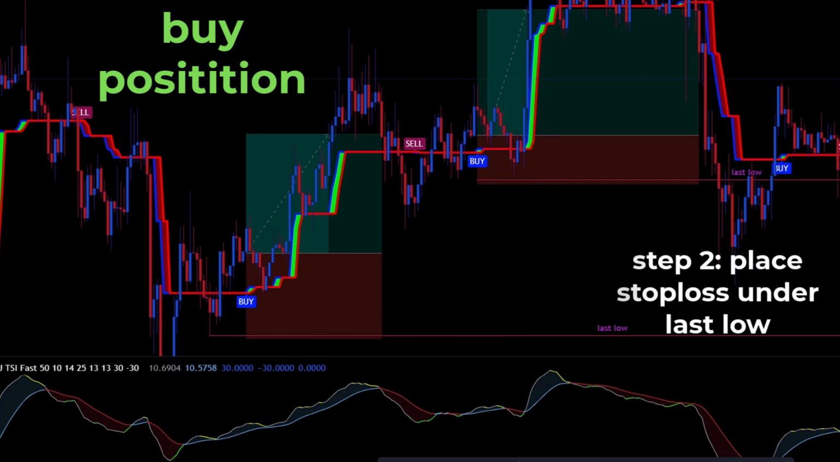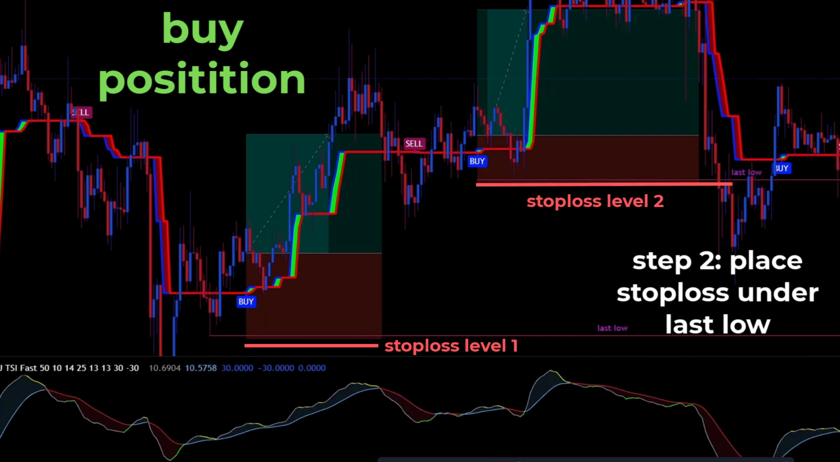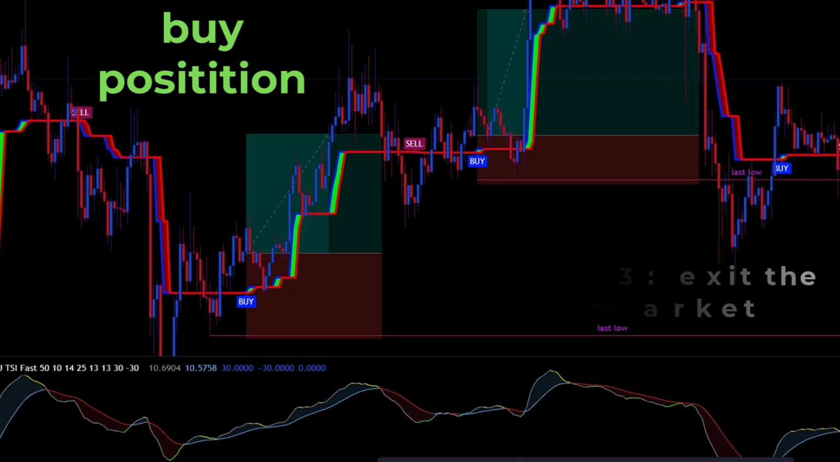Step 2. Place stop loss under last low. We look for a low on our price chart just happening before the buy signal. This gives us an indication for a good stop loss level. In this example, I drew a red line denoted last low and placed my stop loss level a little bit under this red line.